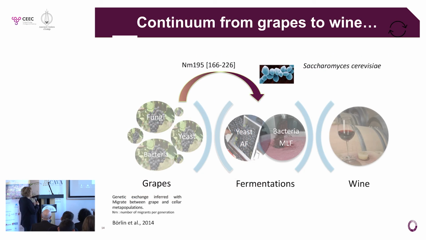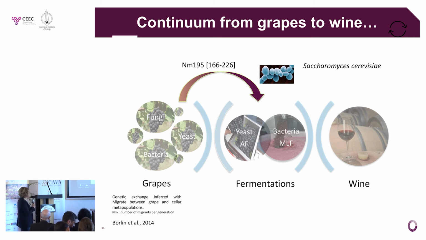So we have evidence, as I said before, that grapes are the first source of fermentative microorganisms, including Saccharomyces cerevisiae. In this research work, we were able to quantify the flux between grapes and grape juice regarding Saccharomyces cerevisiae. So we inferred genetic exchange between vineyard grape berries and grape juice, and we show that there is a strong flux of strains. You see 195, which is the number of migrants per generation of yeast, from grapes to cellars.